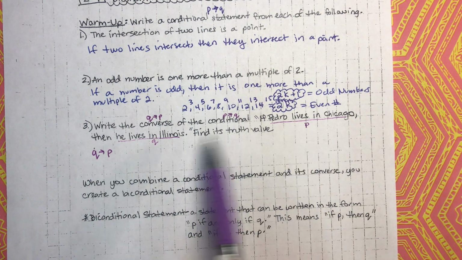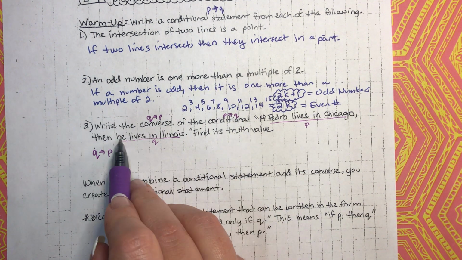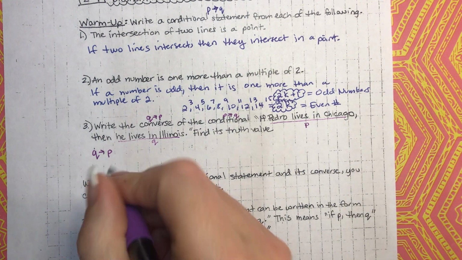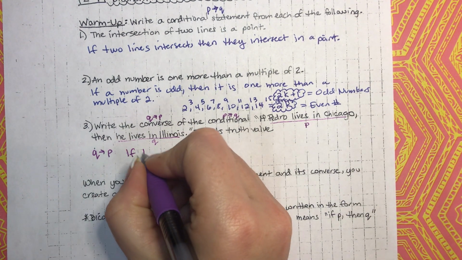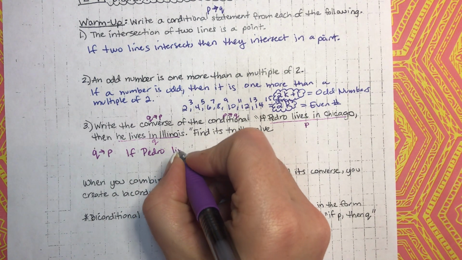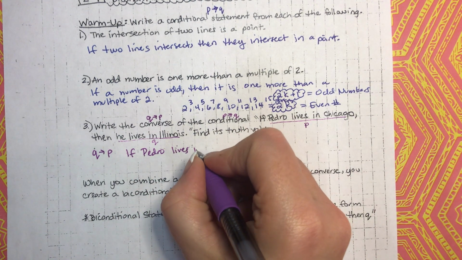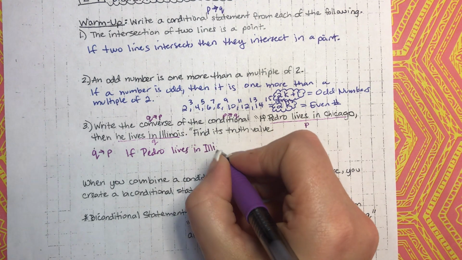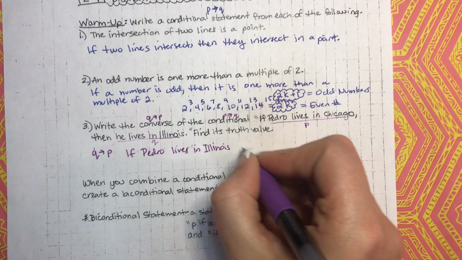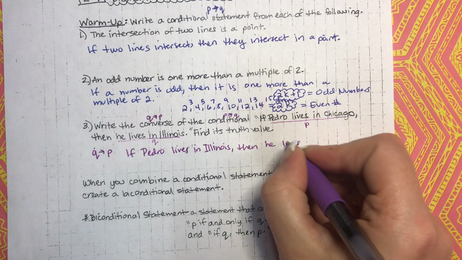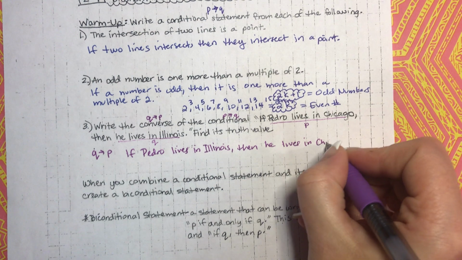Then we just need to do the converse, which just flips it. So if he lives in Illinois, then he lives in Chicago. So if Pedro lives in Illinois, then he lives in Chicago.